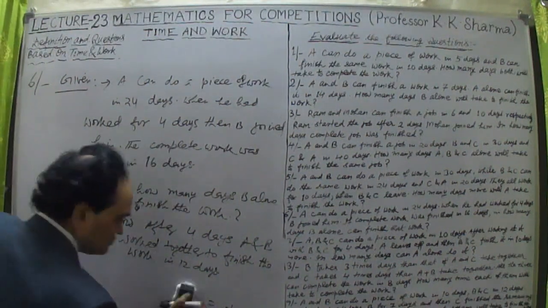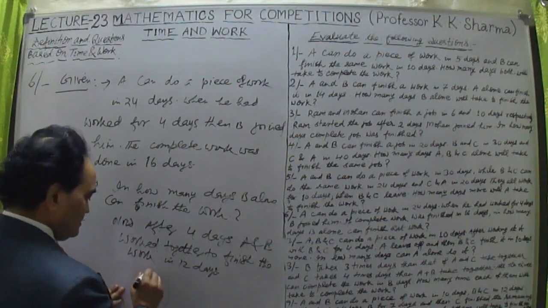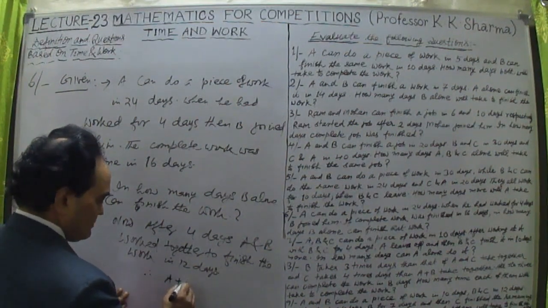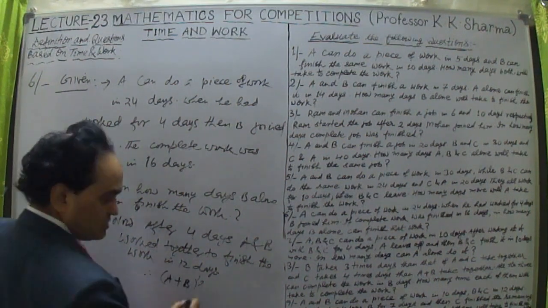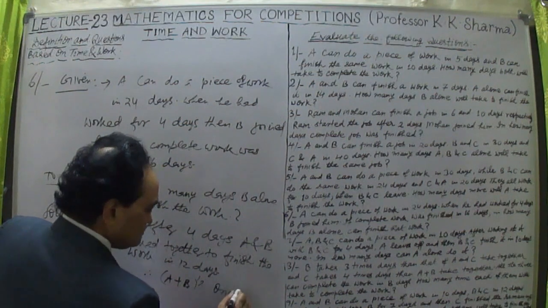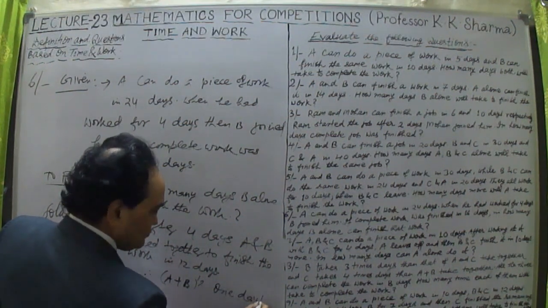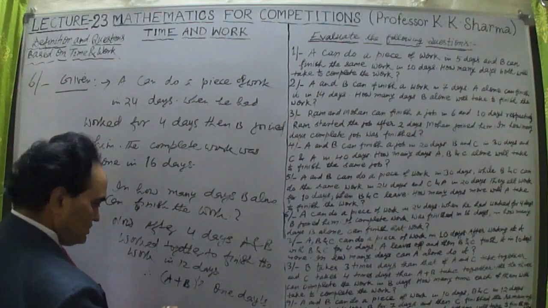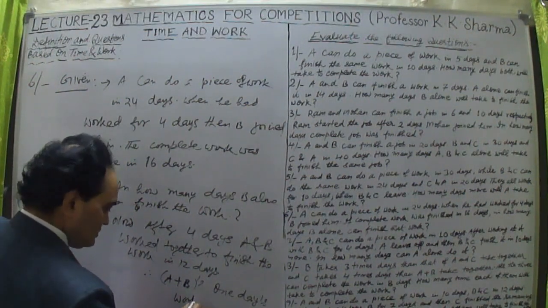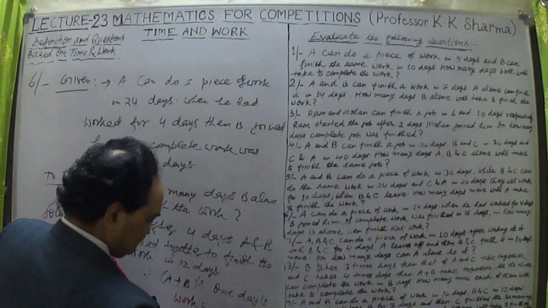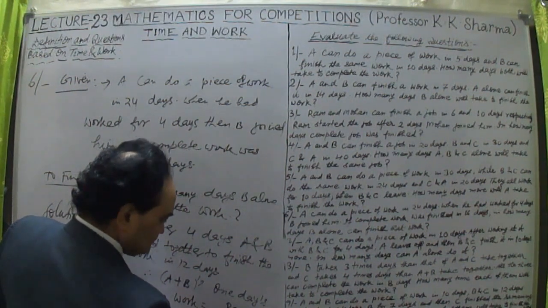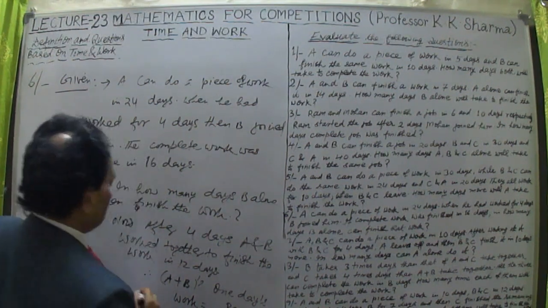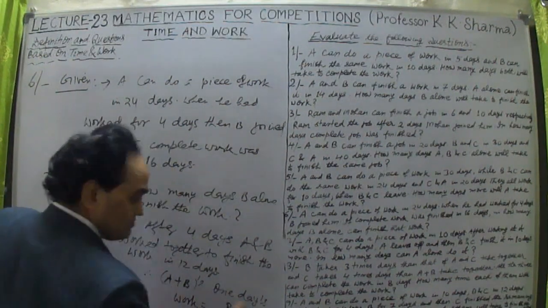So what is the rate of work of them together? Therefore, A plus B's 1 day's work. We have to find out 1 day's work of them, the rate of work. 1 day's work is equal to the remaining work divided by the number of days. This is the remaining work, so 5 by 6 work was remained.